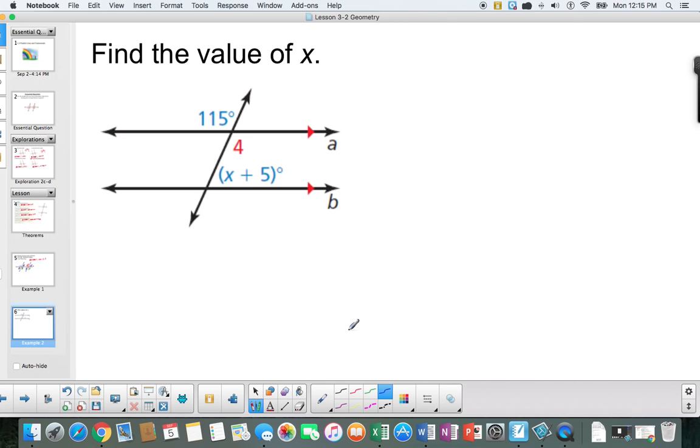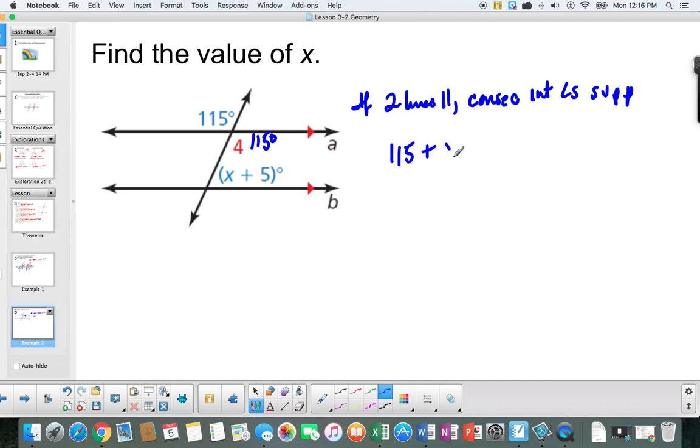All right, let's take a look at this. We want to find the value of x. I can see that these are vertical angles, so I know that this angle right here will be 115 degrees. And I see these two angles, and I see parallel lines. And I know if two lines are parallel, I know consecutive interior angles are supplementary. So I'll be able to take 115, add it to x plus 5, and I'll get 180. So this will be x plus 120 is equal to 180, and x is equal to 60. And I was being asked to find the measure of x.